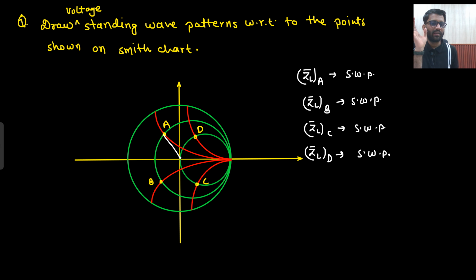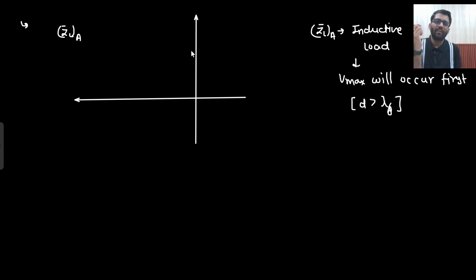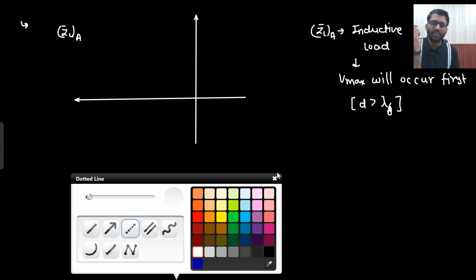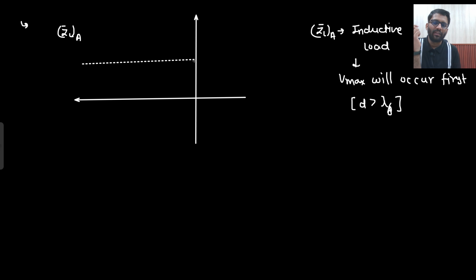What is the procedure? First you find your ZL dash, you join this point to the origin, then you make a circle taking this as a radius. Then in the clockwise direction I need to walk from here to here. So first I am encountering my Vmax, but I need to walk for greater than lambda by 8 distance, right? So maxima will be there, minima will be there, and certainly there will be a midpoint as well.